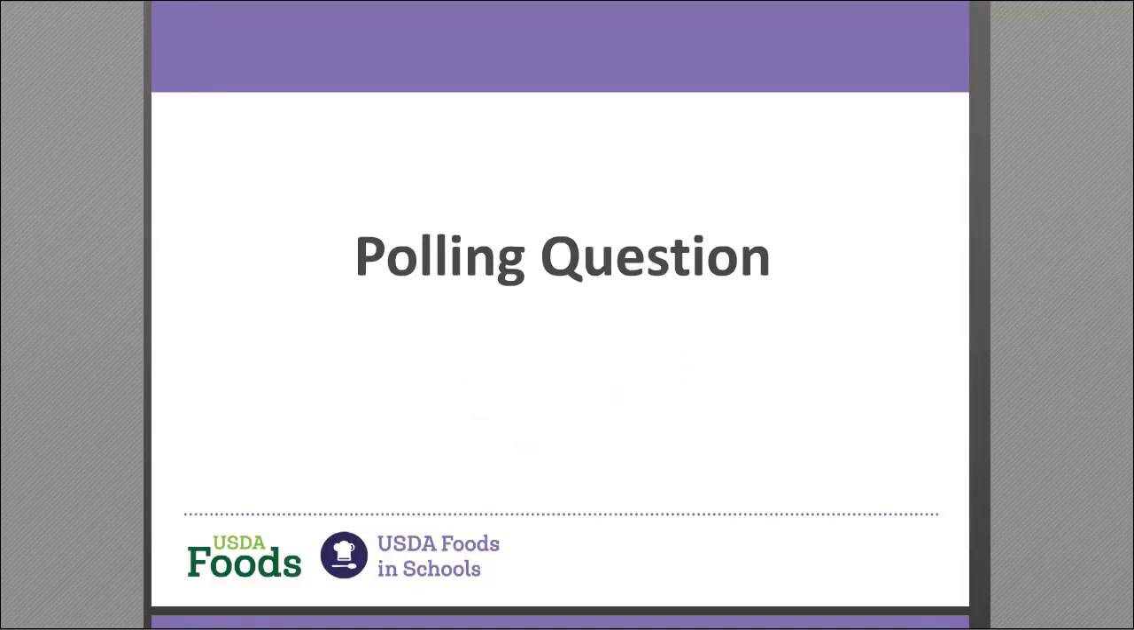Now we're going to take a quick break for a polling question, so I'm going to hand it back to Sam. Thanks, Kylie. All right, so for the polling question, we're actually going to have two different questions, one for school districts and one for processors. So for school districts, how do you receive processed end products? Through a state-procured contract, a co-op procured contract, a recipient agency procured contract direct from the processor, or a recipient agency procured contract through the distributor. And for processors, how many states do you have a state participation agreement with? All right, we'll give you a couple of seconds to finish answering.